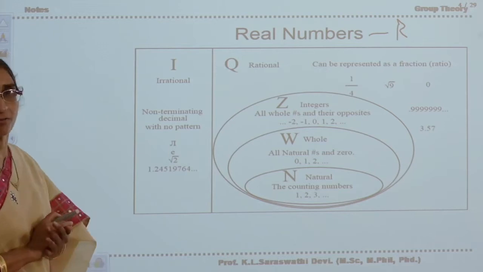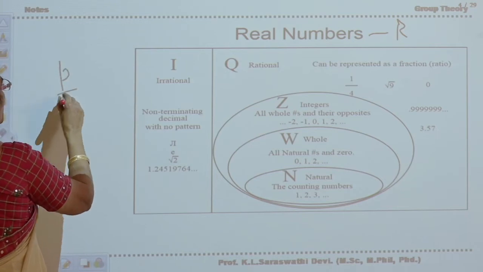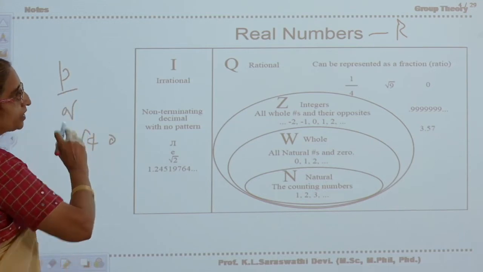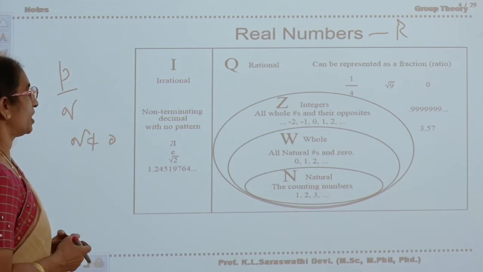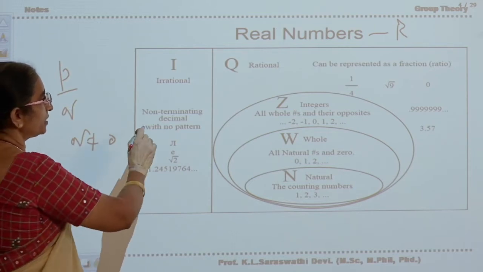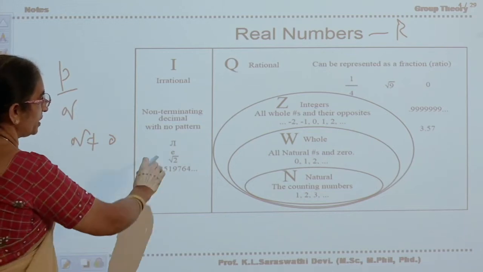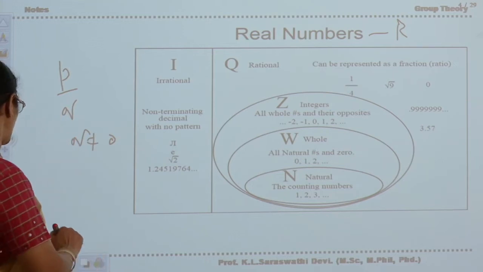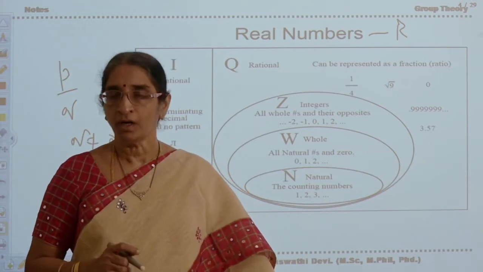Next, rational number. What do you mean by rational number? A rational number is of the form p by q, where q is not equal to 0, and p and q are integers. Like this you will write the rational number. Next, irrational number. Irrational number means a non-terminating decimal without any pattern. Okay, that is pi, e, root 2 and so on. They are the irrational numbers. All these together constitute the real numbers. Okay. Now, these are the things you have to remember before going to the definition of a group.